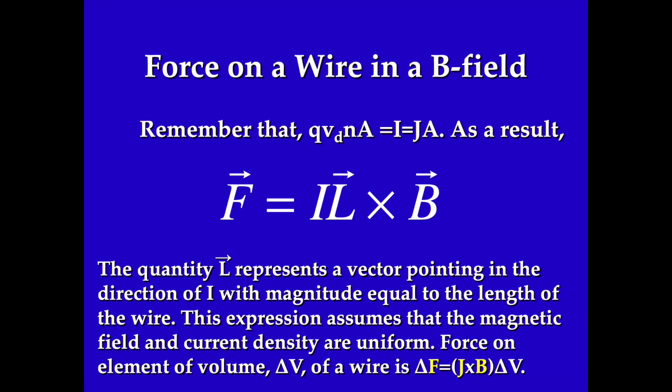L is the vector pointing in the direction of the current, with magnitude equal to the length of the wire. Now that's assuming I have a straight wire. And this expression does assume that the magnetic field and the current density are uniform.